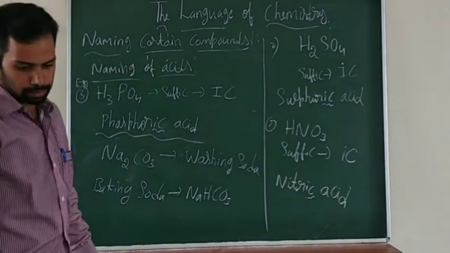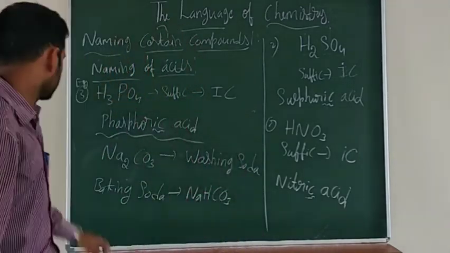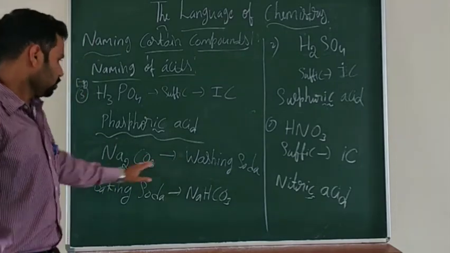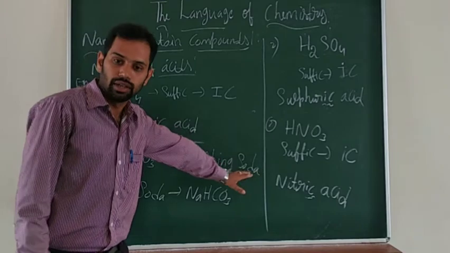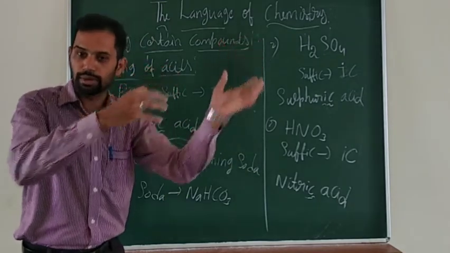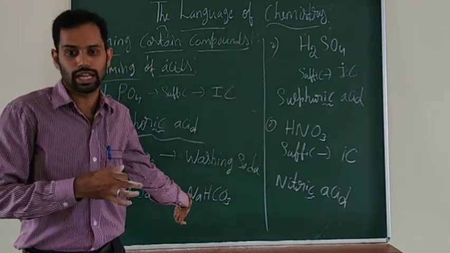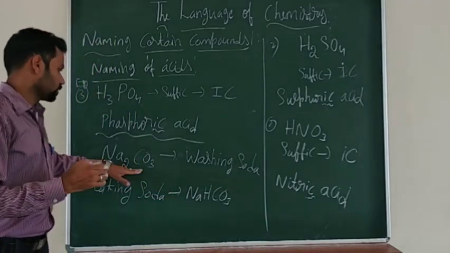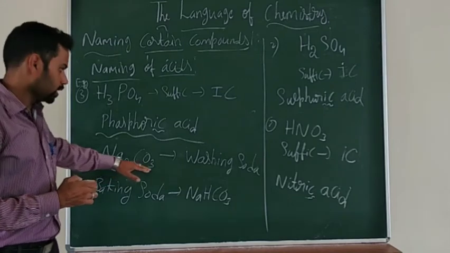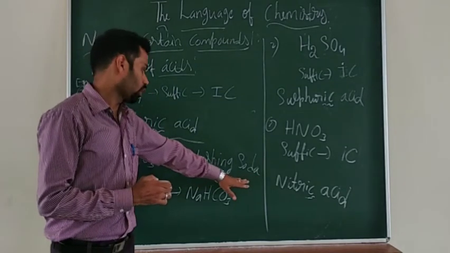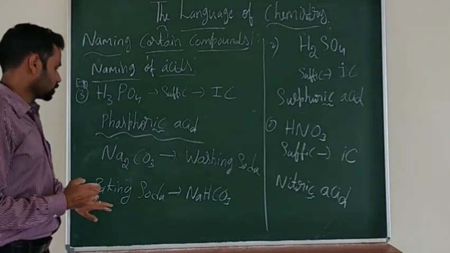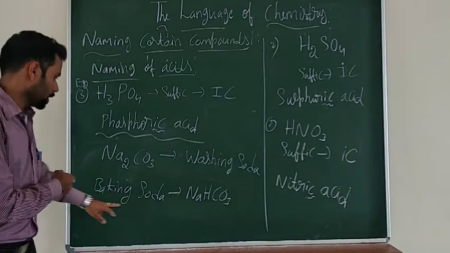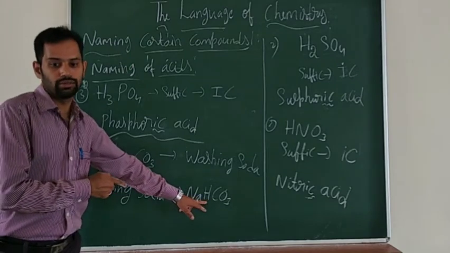NaHCO3, baking soda. So washing soda, Na2CO3, is its common name. There is no systematic method to name these compounds, so we call them trivial names, or common names. For example, Na2CO3 is the molecular formula, chemical formula, and it's washing soda. Similarly, baking soda, NaHCO3. The common name is baking soda.